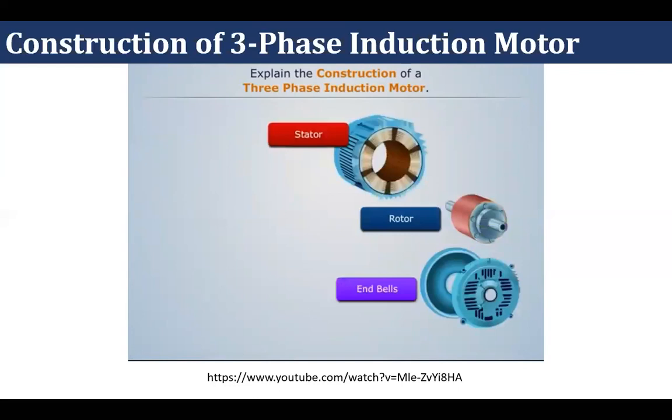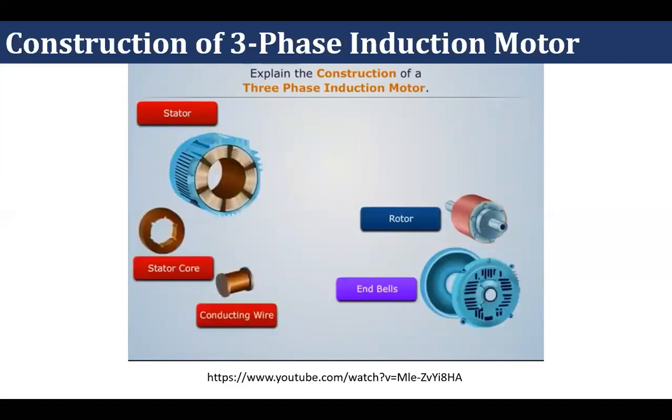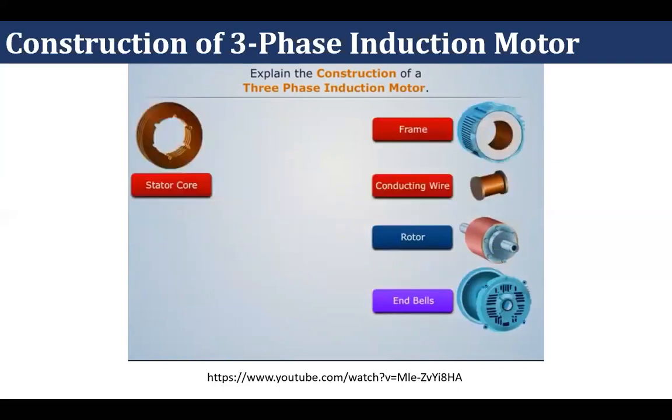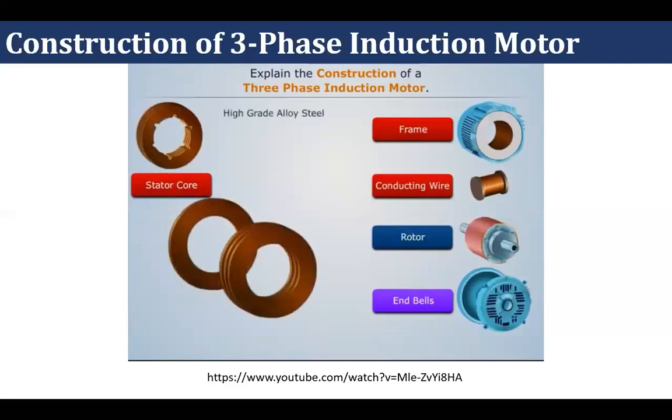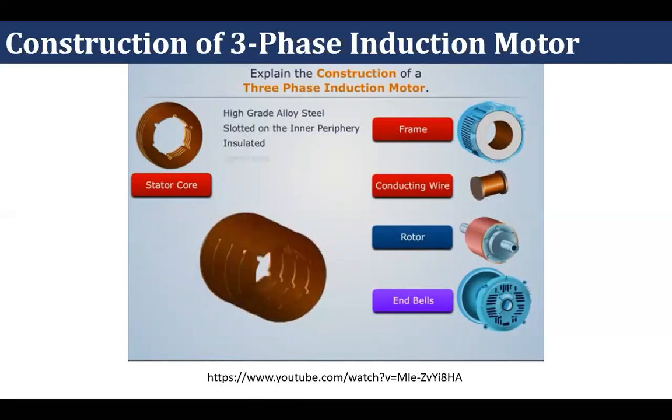Stator is the stationary part of a motor, and it consists of a core, a conducting wire, and a frame, where the stator core is made up of high-grade alloy steel rings, which are slotted on the inner periphery. These rings are insulated from each other and then laminated to form the core.